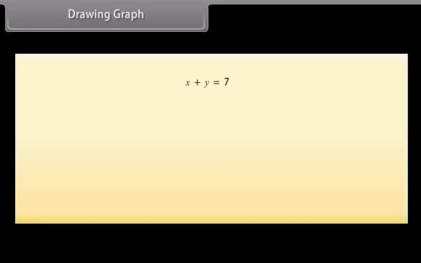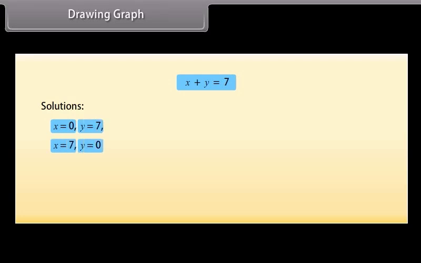Drawing graph. Let us now draw the graph of this equation, x plus y is equal to 7. We know that to draw the graph, we need at least 2 solutions of the equation. So the 2 solutions are x is equal to 0, y is equal to 7, and x is equal to 7, y is equal to 0.